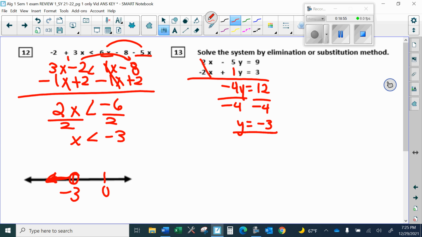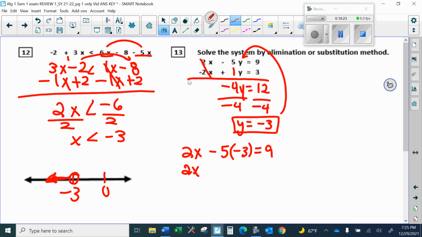We need to plug this back in to either equation. I'll plug it into the top equation. So I have 2x minus 5 times -3, substituting in. Remember, whenever you substitute in, you put parentheses around it like that all the time. So now it says 2x and -5 times -3 is positive 15. Do not try to go too fast. You make one simple integer error and it blows your answer.